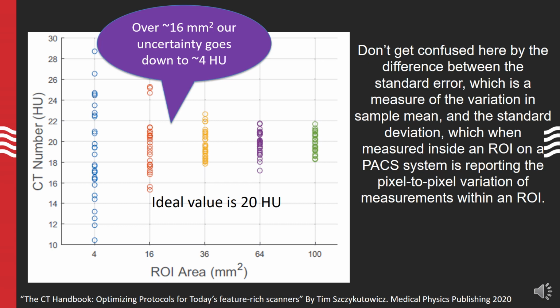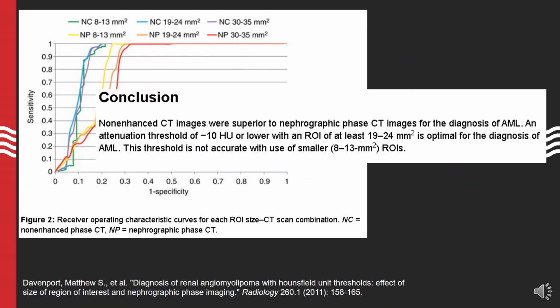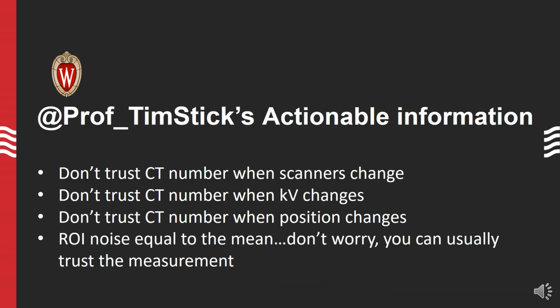So pretty much you get an ROI that's like 5 by 5 millimeters, 4 by 4 millimeters. Your uncertainty in that mean is only a few Hounsfield units. And this has been shown by other authors as well. Here, Davenport out of Michigan, your 5 by 5 millimeter, you're good to go for this particular indication at typical dose levels. All right, so we're 30 seconds over.